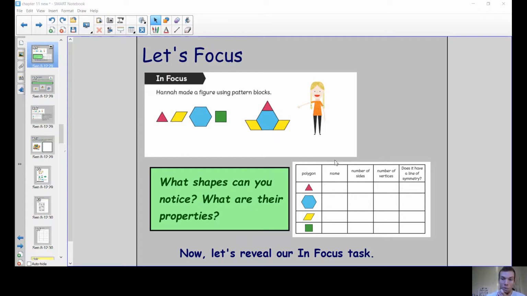We've got one of these for you to use at home so that you can try and remember the names of these shapes, sides, vertices, and symmetry. So let's see if we know any. Our first one is a triangle, a purple triangle. It has 3 sides. It has 3 vertices. Does it have a line of symmetry? I wonder, could we fold that shape exactly in half?